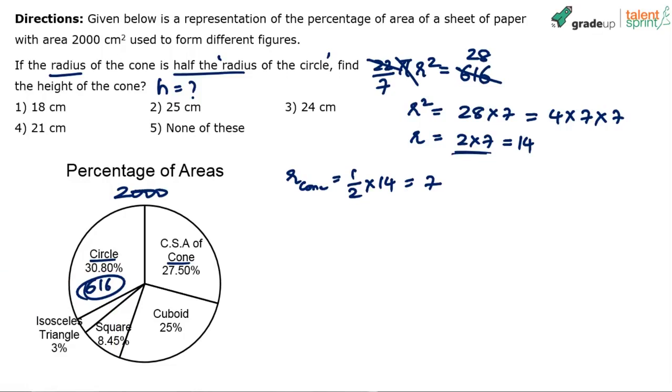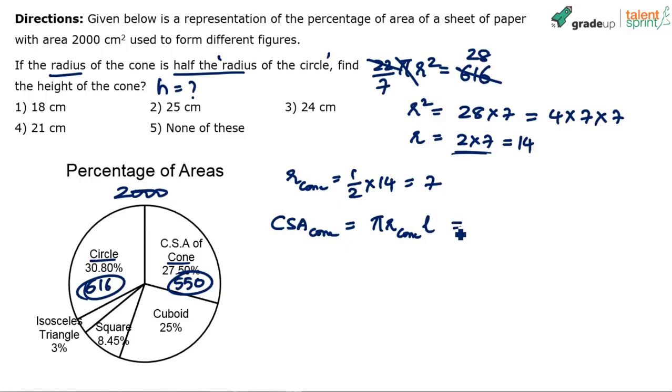Now, we are supposed to find the height of the cone. What else do we know about the cone? We know the curved surface area of the cone is 27.5%. How much is 27.5% by the way? 550, right? Yeah, we had done this, 550. Now, what is the curved surface area of a cone? Curved surface area of a cone is pi RL. Again, this is the formula that you need to remember. Otherwise, it's going to be difficult. Pi into R into L, where R is the radius of the cone and L is the slant length, right?